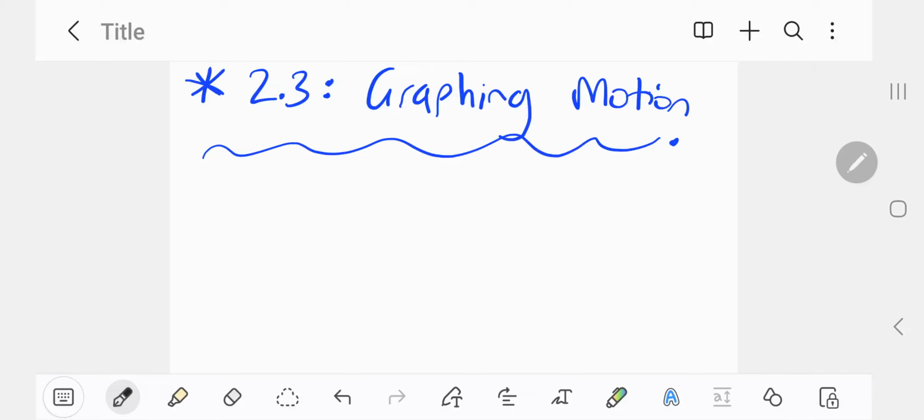2.3, graphing motion. This is actually a big chapter, in my opinion. It looks short, but it's not really that short. You need to sort of understand what's happening between changes in motion. Okay, here's how I'm going to start.